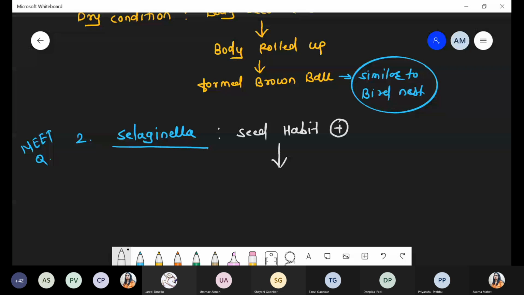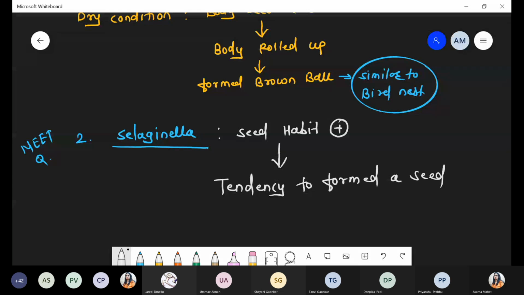Tendency to form a seed. So where is such seed habit present? It is present only and only in case of Selaginella. NEET favorite question.